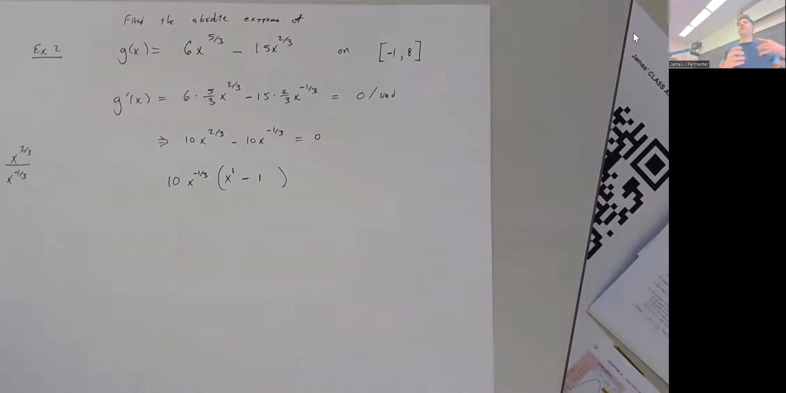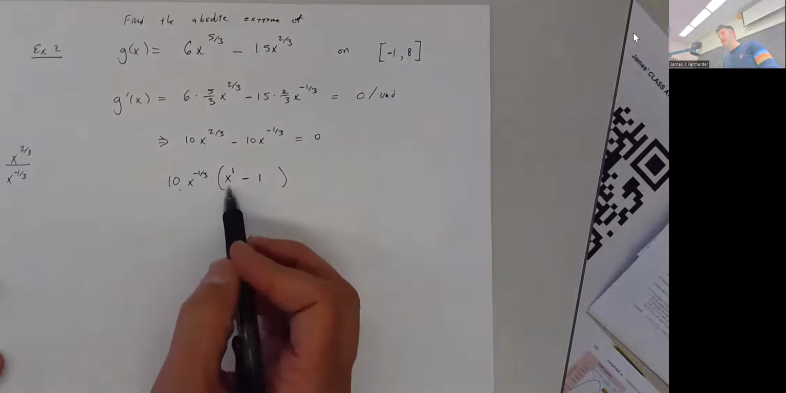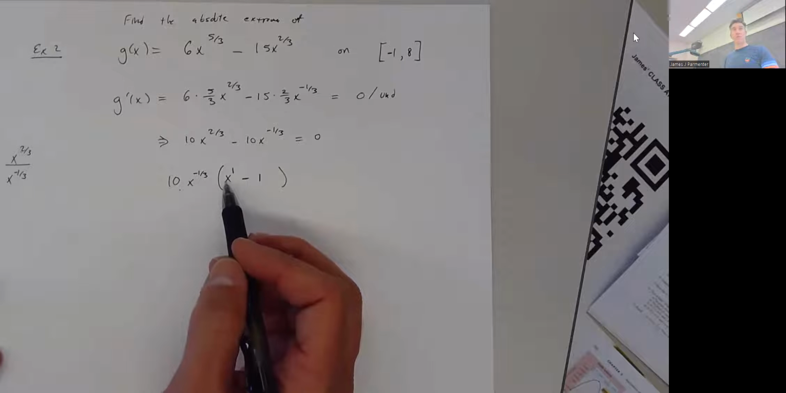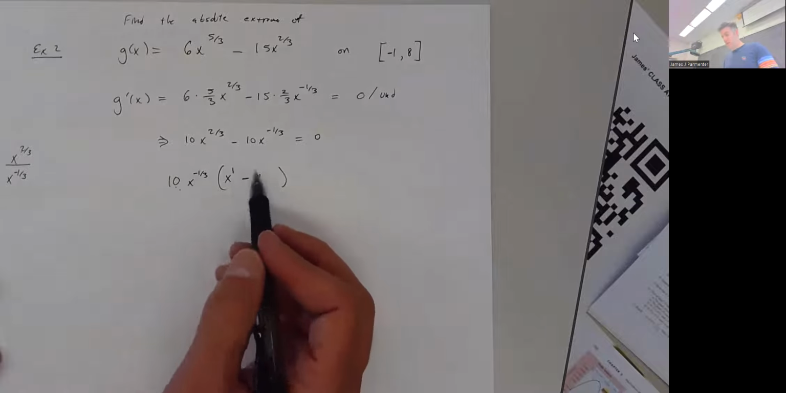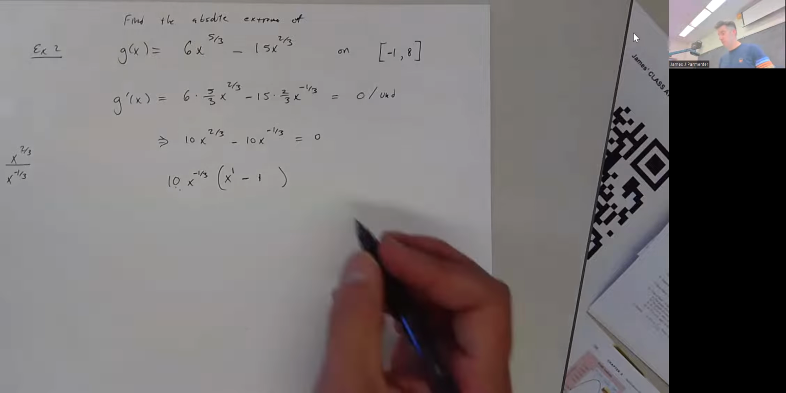When I do this, it always feels a little bit wrong. So I always like to check. If I multiply this all back through, 10x to the -1/3 times x will give me a 10x to the 2/3. And 10x to the -1/3 times 1 will give me a 10x to the -1/3. So it feels right. But I do like to do that check. If I multiply it back through, do I actually get back to where I started? And I do, if I've done it correctly.